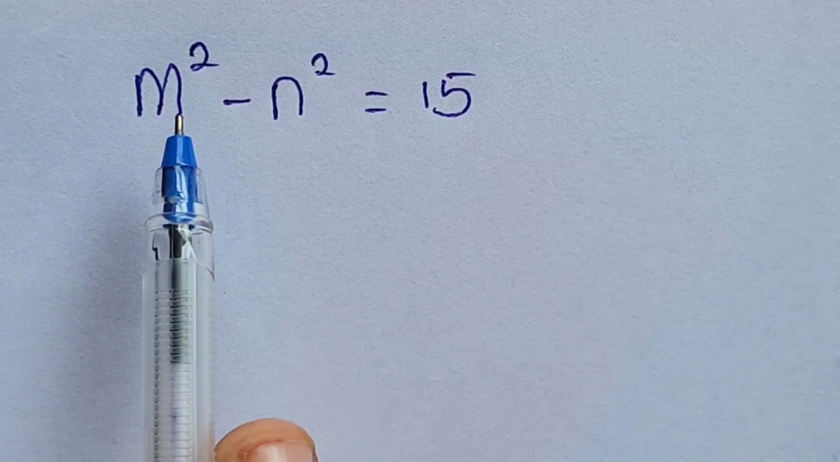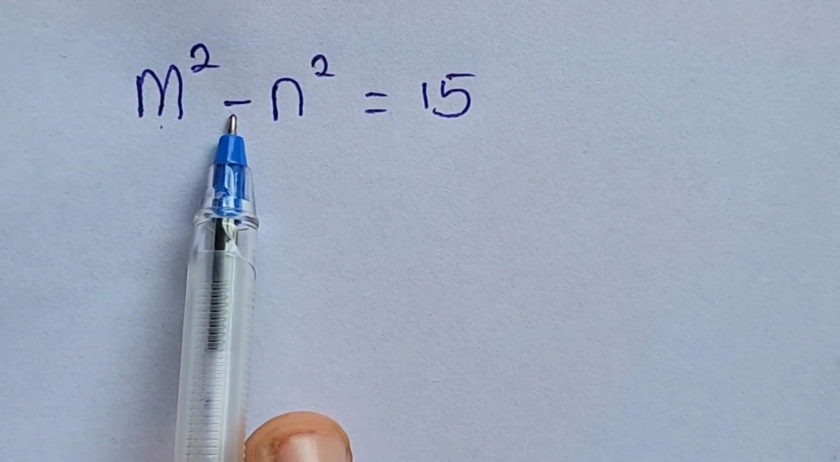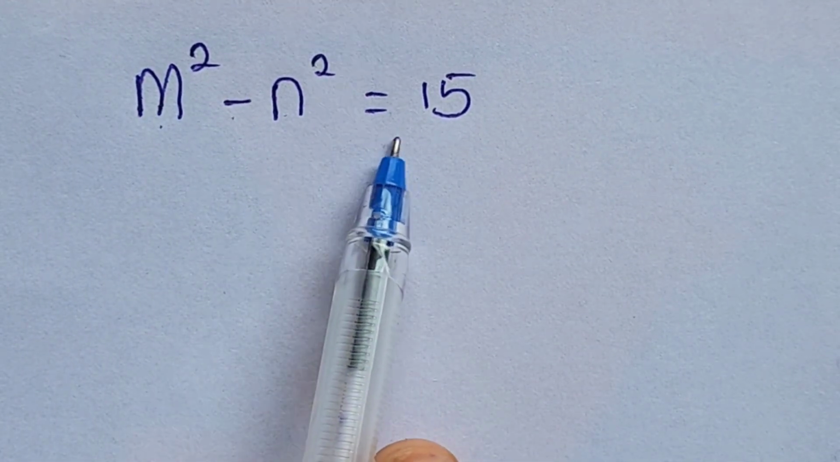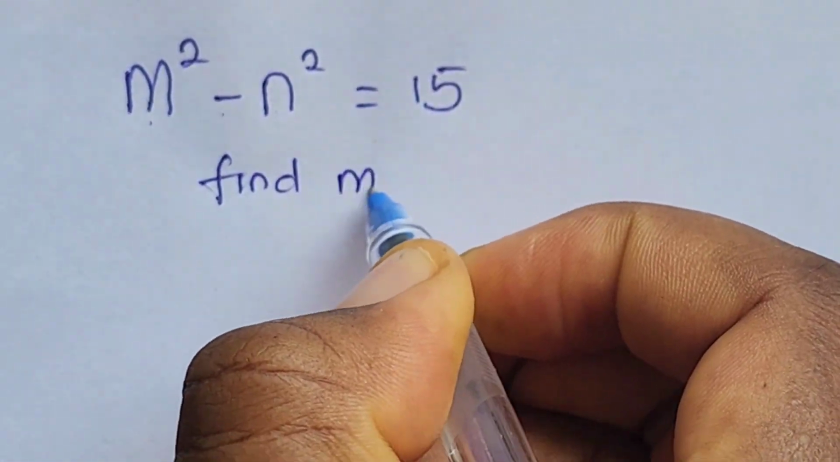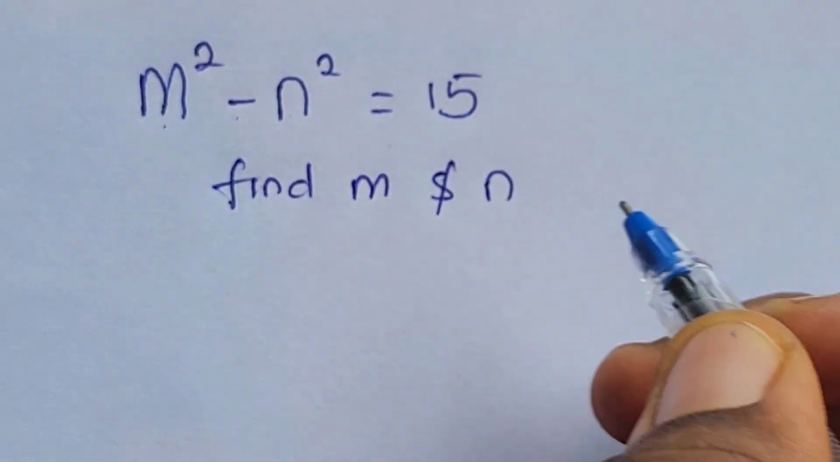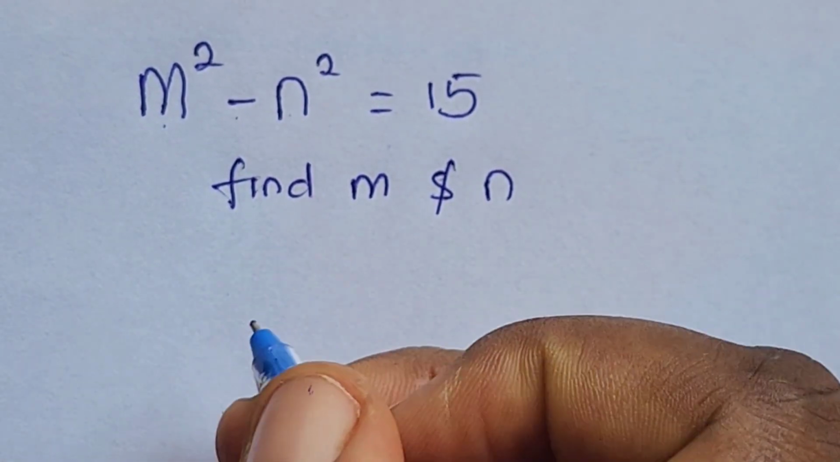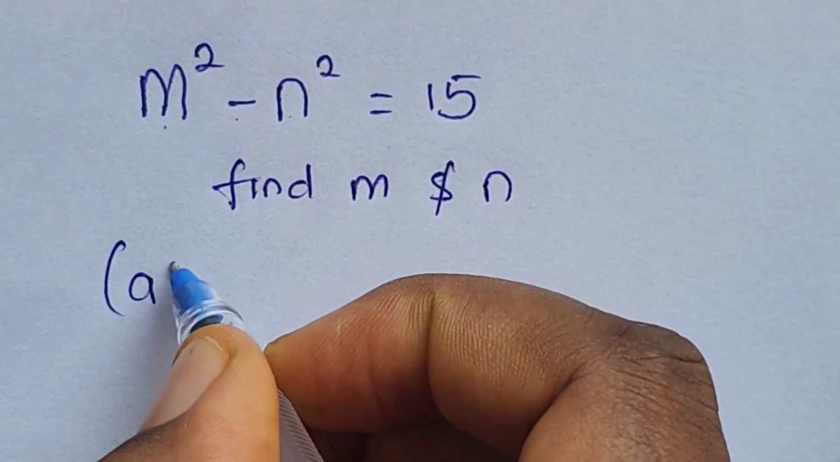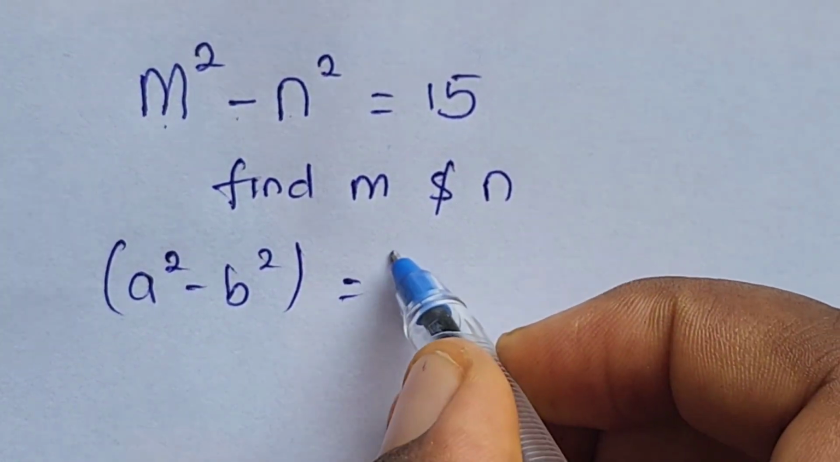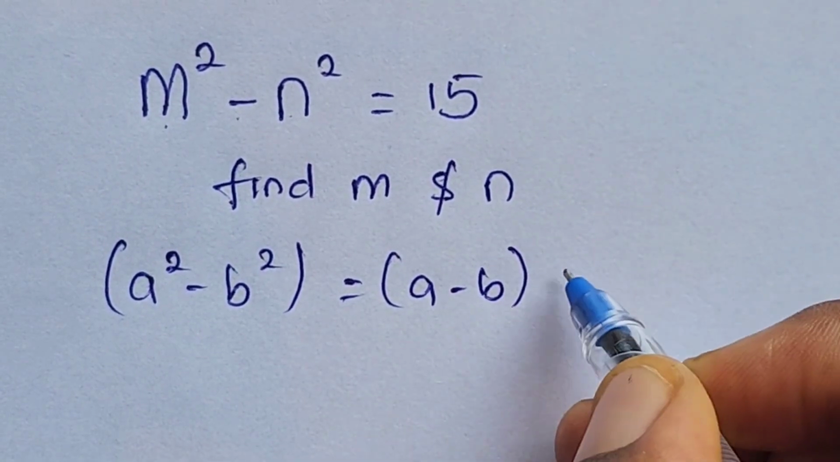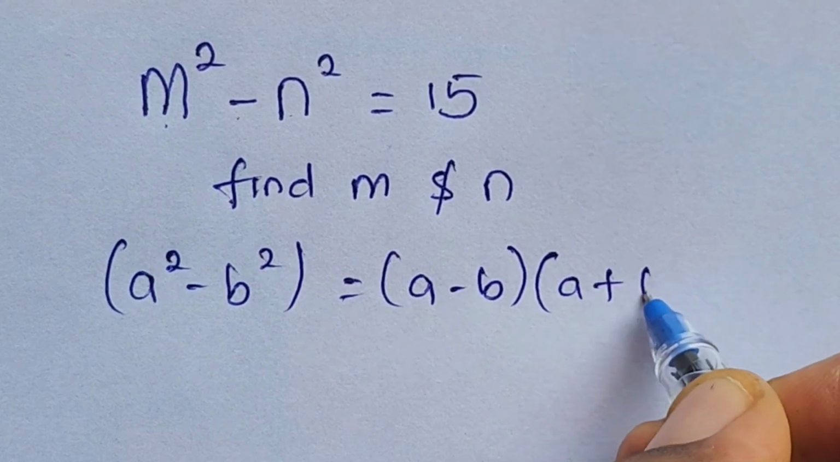Let's solve this together. We have m to the power of 2 minus n to the power of 2 to be equal to 15, and we want to find m and n. So first to begin, let's recall that when we have a squared minus b squared, this is equal to a minus b times a plus b.